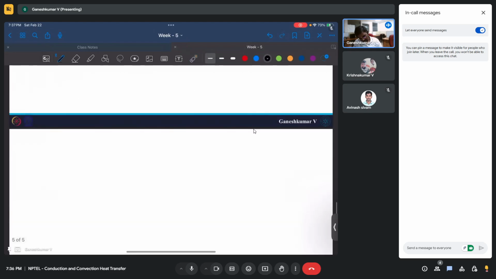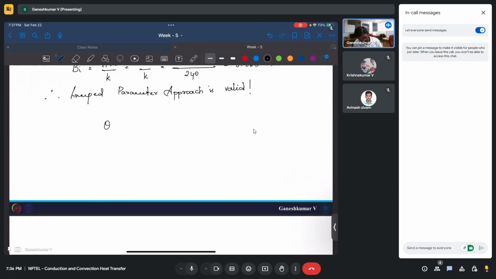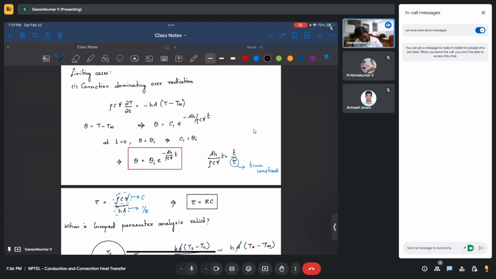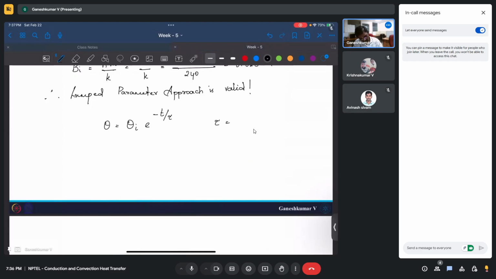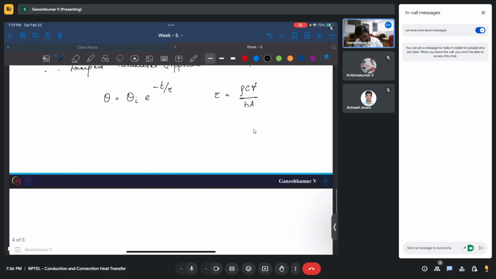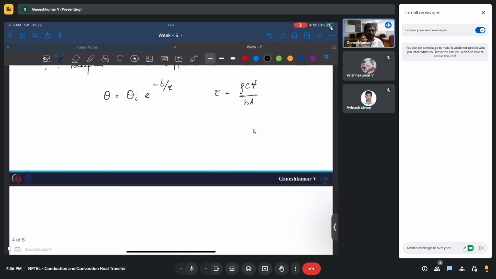So what we are saying is, since this is valid, theta is equal to theta i times e power minus t by tau, where tau is the time constant, which is nothing but rho c v by h a. So what this tells is we can always find temperature with respect to time. That is what this relation tells.